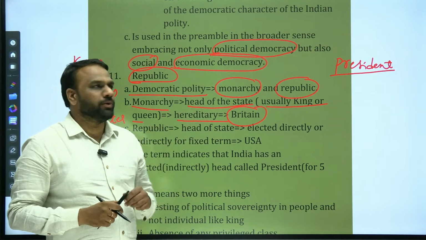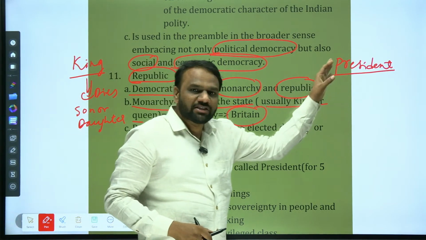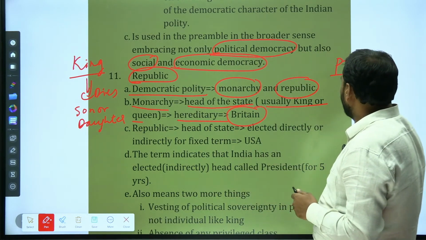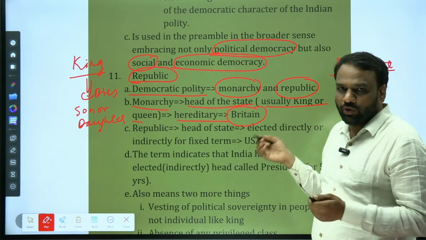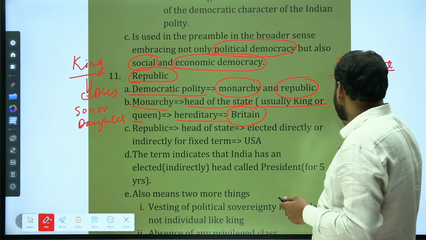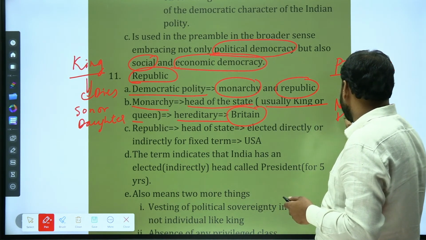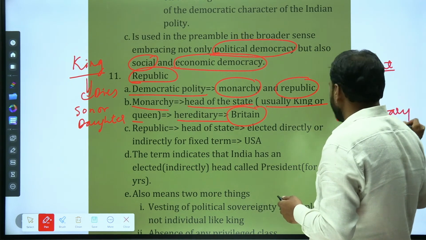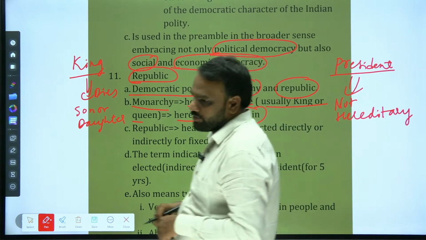So for example in UK, but in India, the president will serve for 5 years. So he is the head of the state. After 5 years, will the president's son become president? No. Some other person who gets elected as president will become president. So it is not a hereditary position.